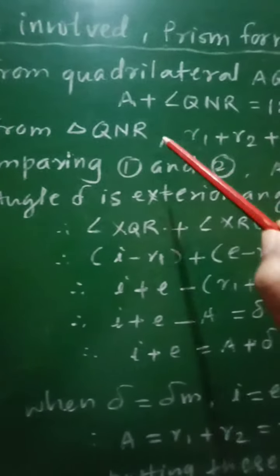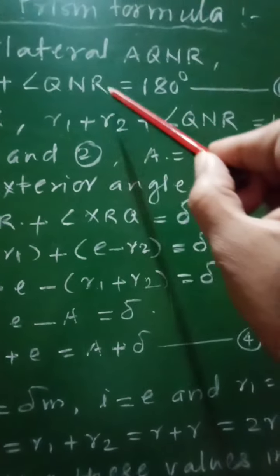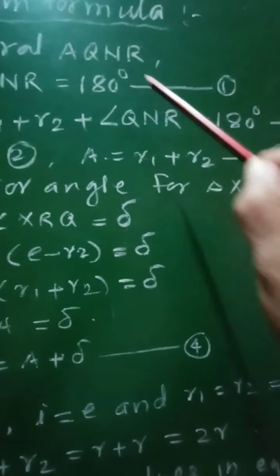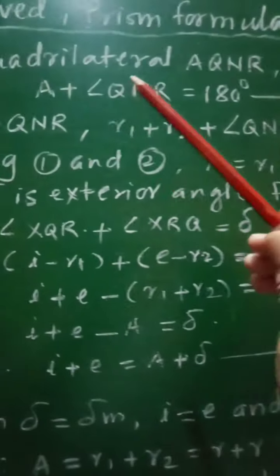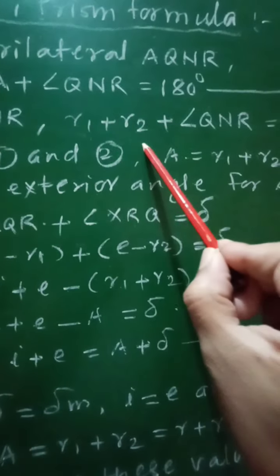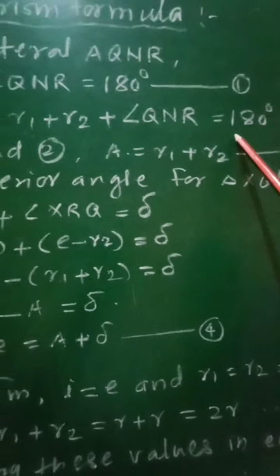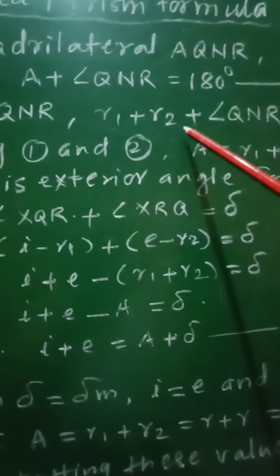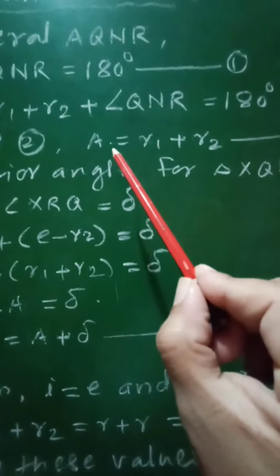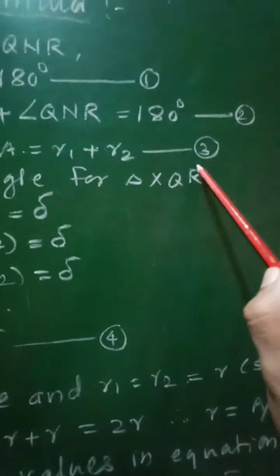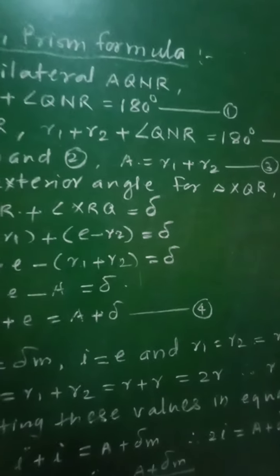Now comparing these two equations 1 and 2, here it is QNR, here it is QNR, both are same. Here it is 180 degree, 180 degree, and therefore if A plus QNR equal to 180 degree and R1 plus R2 plus QNR equal to 180 degree, we can say that A must be equal to R1 plus R2, and therefore comparing these two equations we can write A is equal to R1 plus R2 as equation number 3.